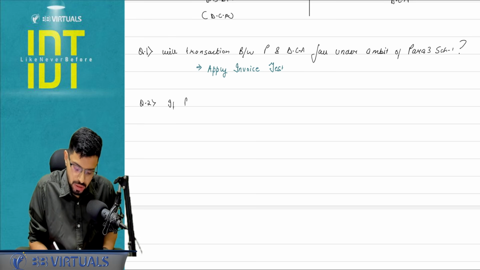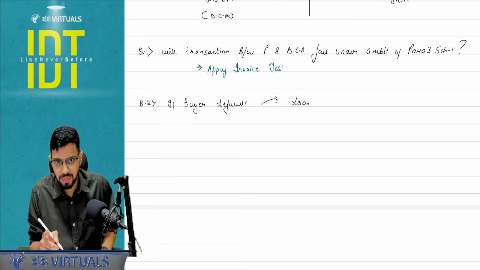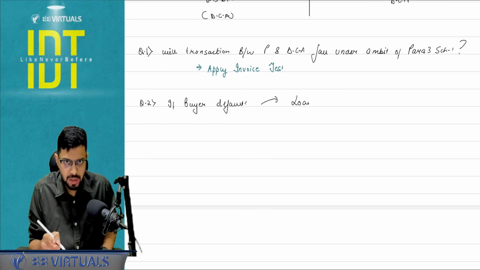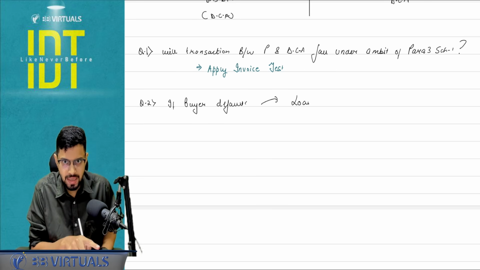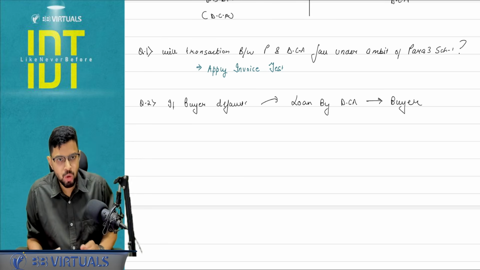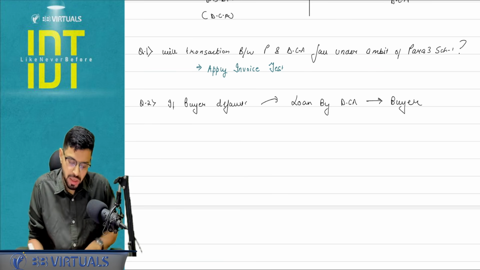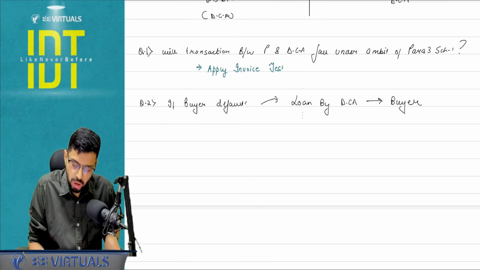If the buyer defaults, then it will be a loan. Not paragraph number 1, paragraph number 3. If the buyer defaults, the amount has to be paid by BB sir to AK sir. So it will be considered as a loan by DCA to buyer. Obviously, BB sir will not pay it from his own pocket, right? It will be considered as a loan. Ultimately, it has to be recovered from the buyer. Now comes the question: what about the interest on the loan?